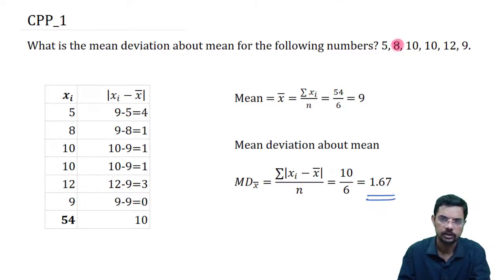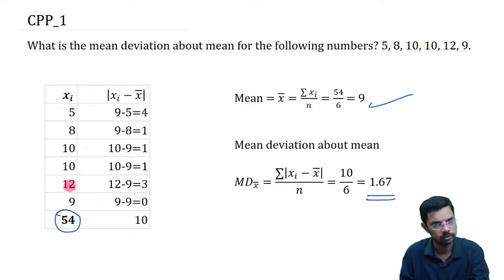So what are we doing? First of all, we find the mean, that is, add all the observations, find the sum and then divide by the total number of observations. That is, we get the mean as 9. Then we find the positive deviations from the mean of each observation, and that is what we write down here in this table. Then we add all those values, 4 plus 1 plus 1 plus 1 plus 3 plus 0. What we get here is 10.